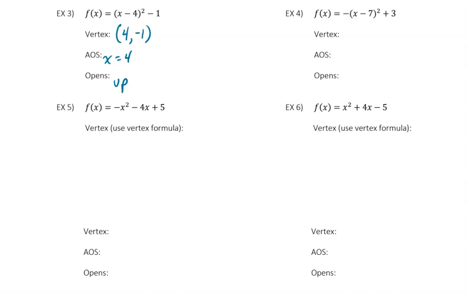For number 4, it's going to be the same exact thing. So vertex, we use the opposite sign of the number inside. So that's going to be positive 7, comma 3. Axis of symmetry will be x equals 7, because that was our x value. And in this case, because we have a negative right there, it is going to open down.